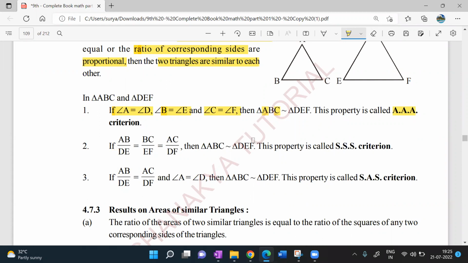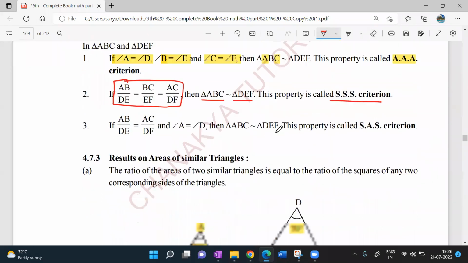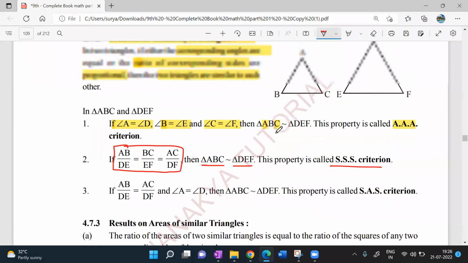Next. This should be followed very strictly. Then I could say that triangle ABC is similar to triangle DEF, and this property is called the triple S criterion. Very simple, right? Yes, sir. Next, now look at this here.